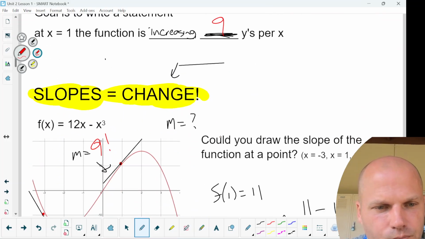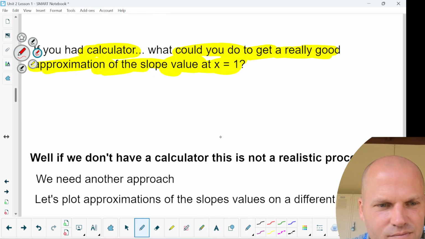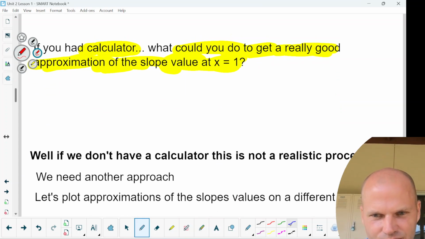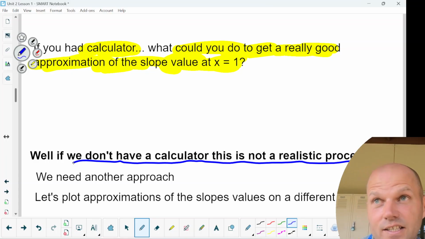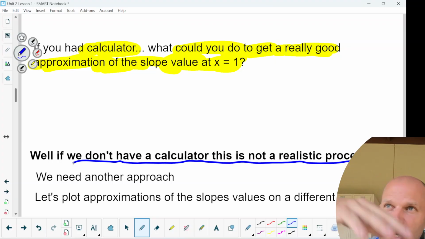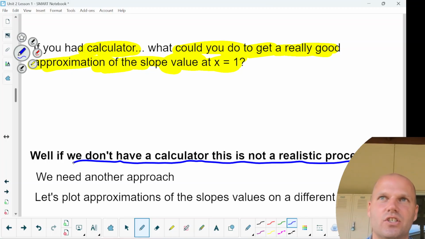But there's a problem. We used our calculator. What if we didn't have a calculator? If we didn't have a calculator, this is not a realistic process. Now, I'll tell you this. In the real world, derivatives are found using calculators specifically. If we have real world data sets and there's a function or some sort of equation that represents that real world data set, they use a calculator and they find how that data set is changing at specific points. So in the real world, the calculator is the king because it's so easy to do it.